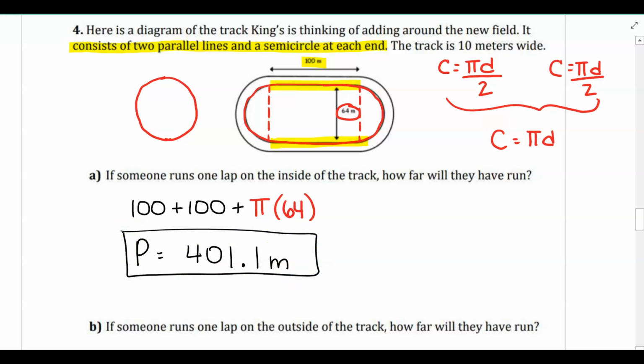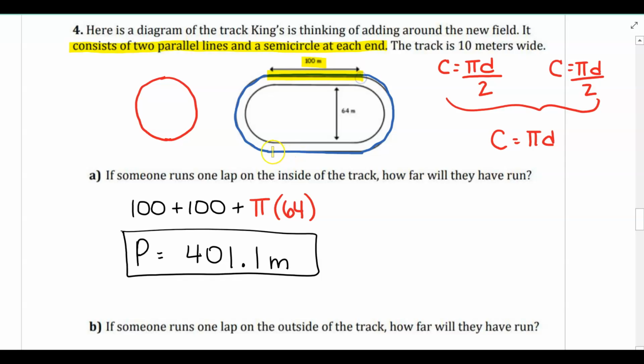Okay, next, they're going to ask us the same question, but for the outer path instead. So let me erase all this. Okay, looking at our outer path, just like the inner one, it consists of 2 parallel lines and a semicircle at each end. So we have these 2 parallel lines, and then we have a semicircle at each end. The process is going to be pretty much the same as the other. We just need to be mindful of our measurements.